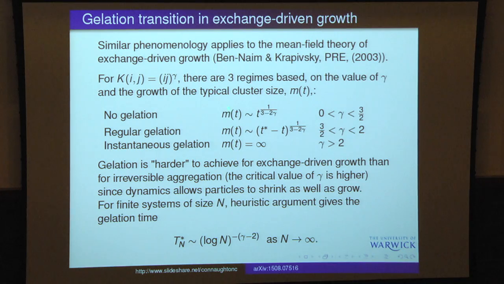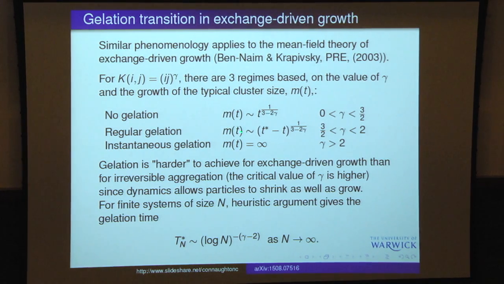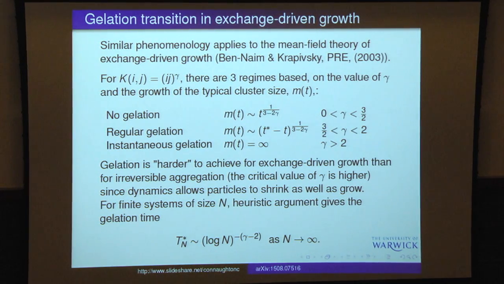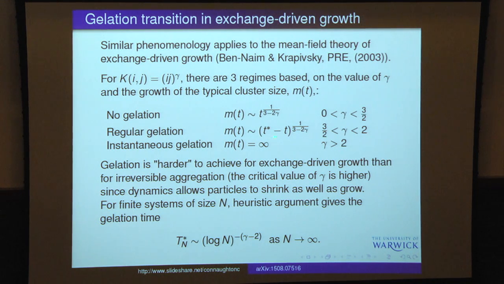There's a no-gelation regime for gamma between 0 and 3 halves, and regular gelation where the typical cluster size, which is what I was calling S before, sorry, bad notation, it's not the total mass, it's the typical size in the system, diverges in finite time for gamma in this range. And if gamma gets bigger than 2, you have an instantaneous gelation transition, in the same spirit as for the Smoluchowski equation.